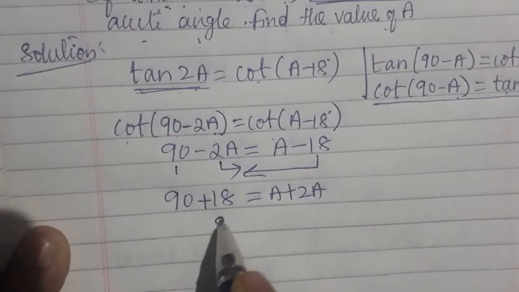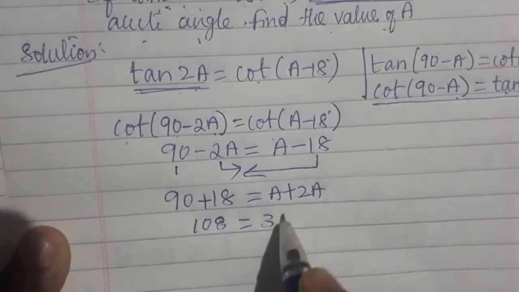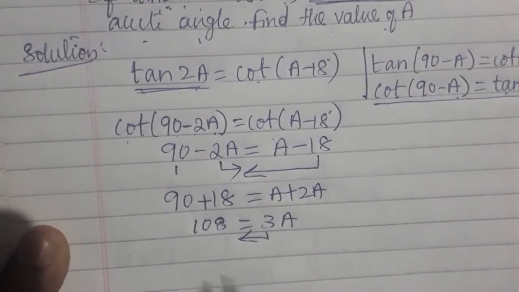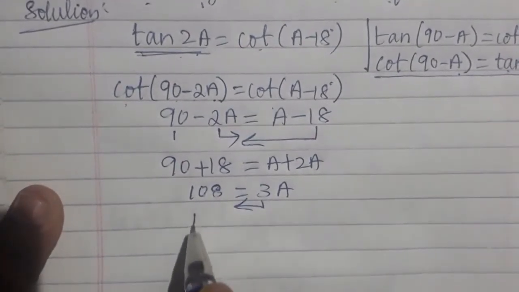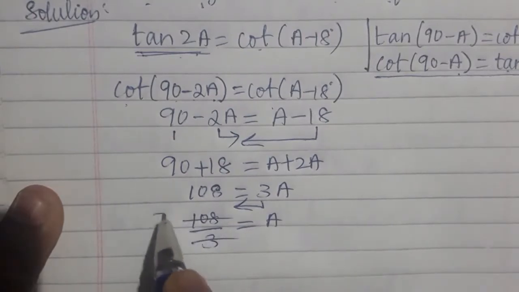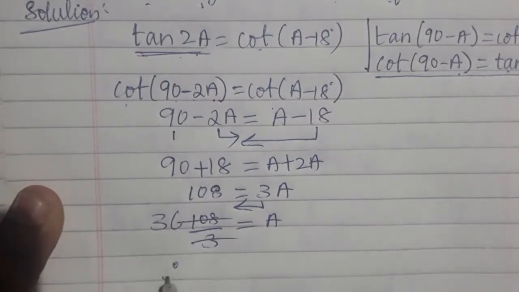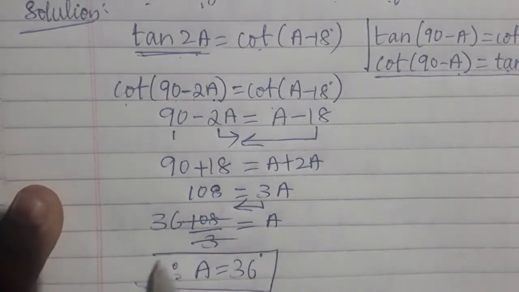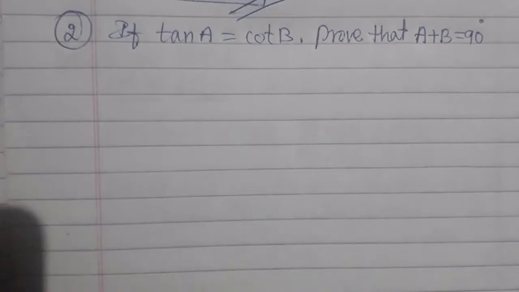90 plus 18, 108, is equal to 3A. Shift 3. So what will you get when you shift 3? You will get 108 by 3 is equal to A. 3 1s are 3, 3 3s are 9, 3 6s are 18. Therefore, the value of A is 36 degree. The value of A is 36.